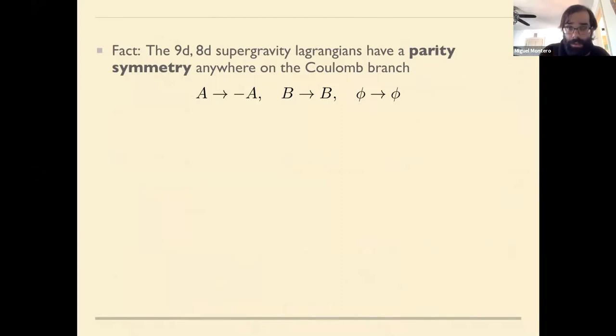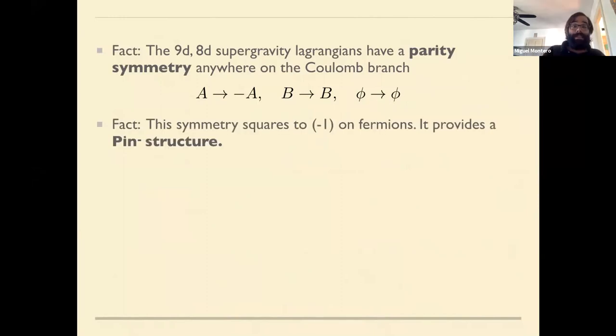In 9, 8, and 7 dimensions, the supergravity Lagrangians have a parity symmetry in the Coulomb branch. It just reflects the vectors and leaves the scalars invariant, and that's a symmetry of the lower energy effective Lagrangian. The symmetry also extends to the fermions, but it can only extend to the fermions in a way in which it squares to minus one. So that's an example of what people call a pin minus structure. So a parity symmetry could square to plus one or minus one. And the only possibility compatible with supersymmetry is minus one.